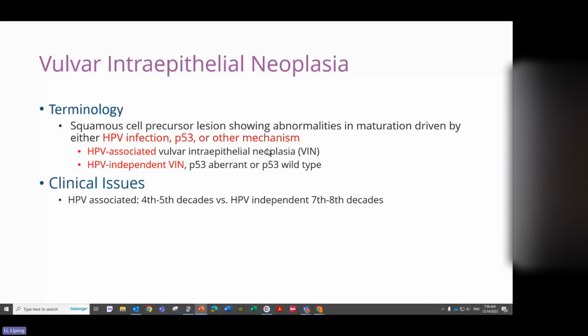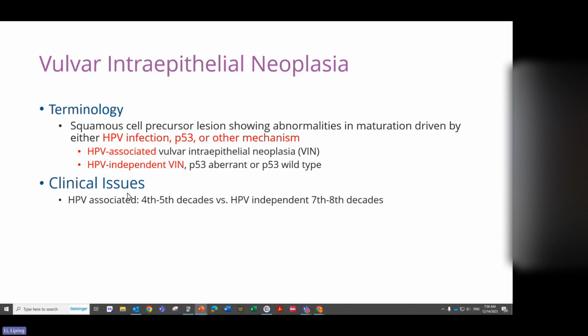Entity: vulvar intraepithelial neoplasm. From my understanding, it is like squamous cell carcinoma in the vulvar area, but they are kind of different, because we divide this VIN lesion into HPV-associated and HPV-independent VIN. And in HPV-independent VIN, we also separate them: one is P53 mutation, the other one is P53 wild type.